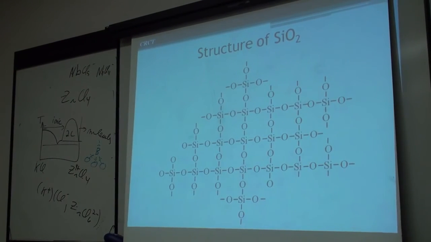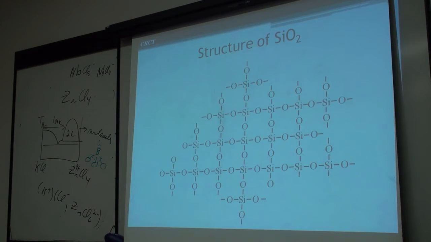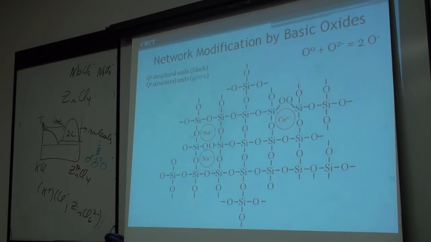So that's the structure of silica. Now, the reason basic oxides are called network modifiers is that we're modifying the network with basic oxides. We're adding, say, calcium oxide or sodium oxide to pure silica, a small amount. So here we're still very rich in SiO2, and we're adding a small amount of calcium oxide or sodium oxide.